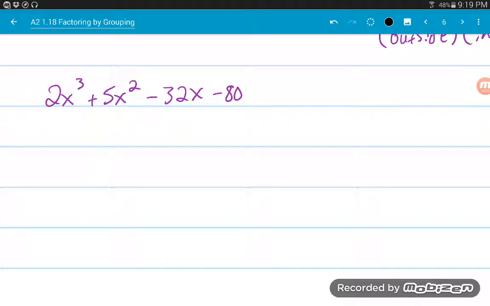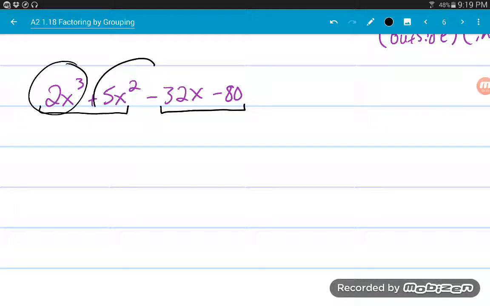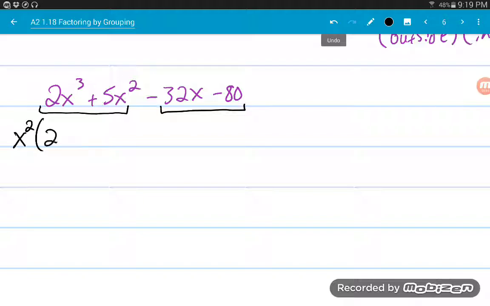Bracket the first two, and bracket the second two. Those are grouped, okay? So this is my first group, this is my second group. Now I want to pull out a GCF, a greatest common factor, from both of these terms. 2 and 5 have no common factors, but I can pull out an x squared, leaving me with 2x plus 5.